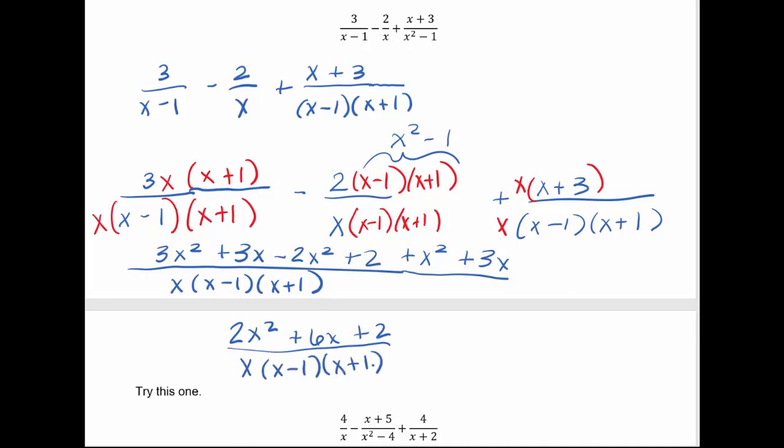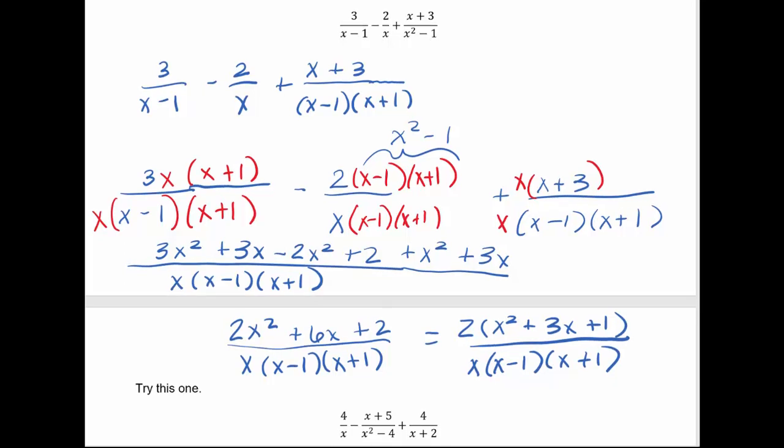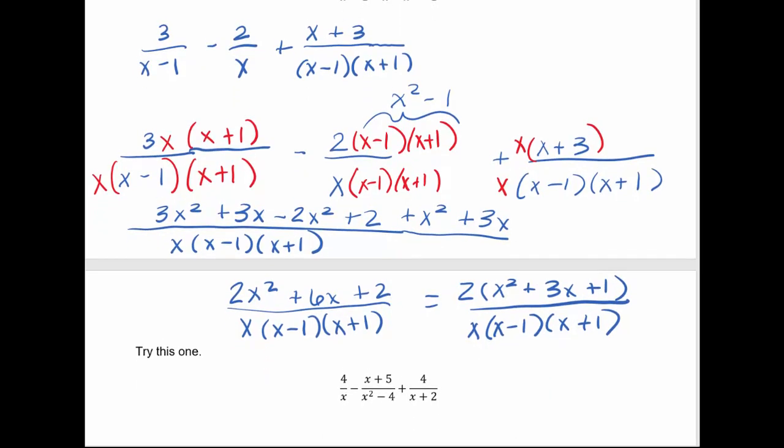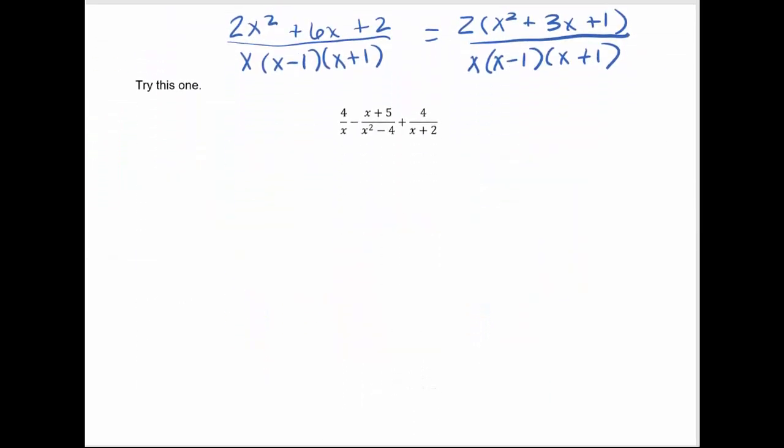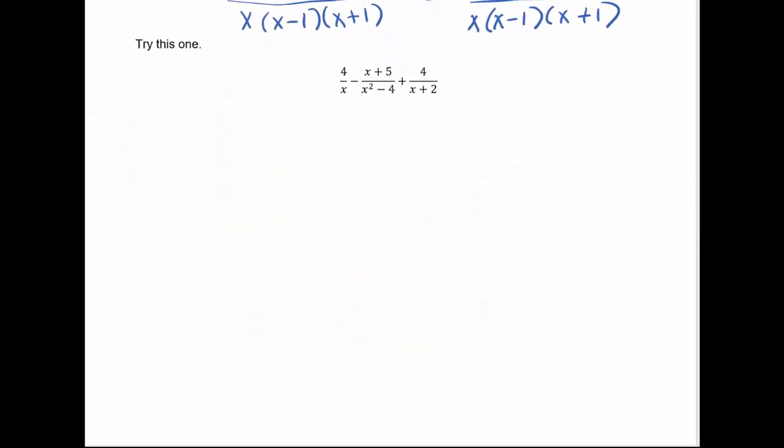Okay, at this point, I can take a 2 out of the top. x squared plus 3x plus 1. There are no factors, however, of 1 that would add up to 3, so I'm done. I can't factor, I can't reduce anything else. But if you can, of course, go through and do that. Now I would like for you to pause the video and work out this next problem. Remember, the first thing you should do is factor your denominators.